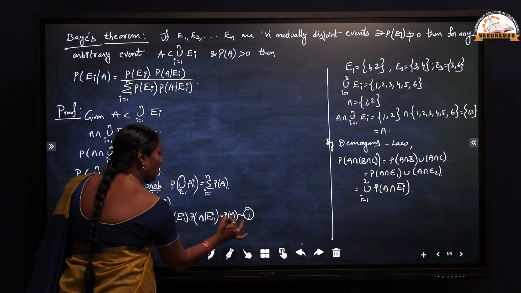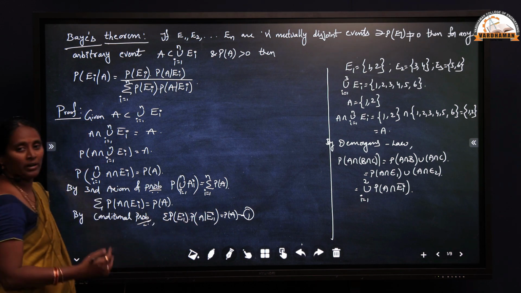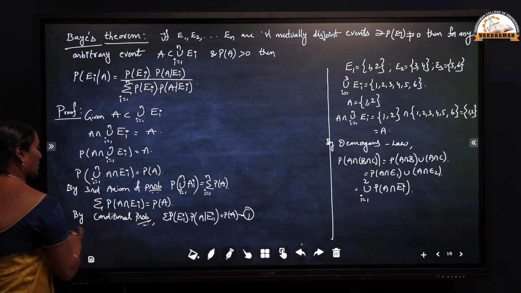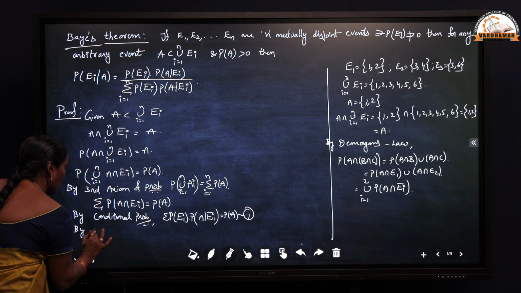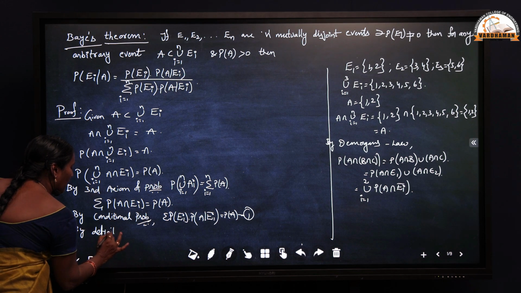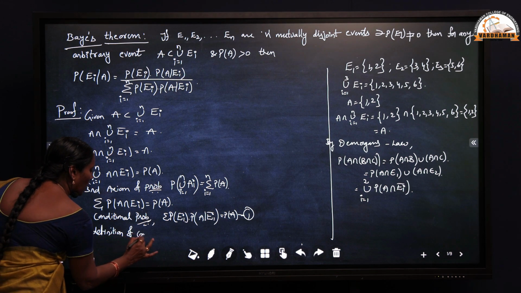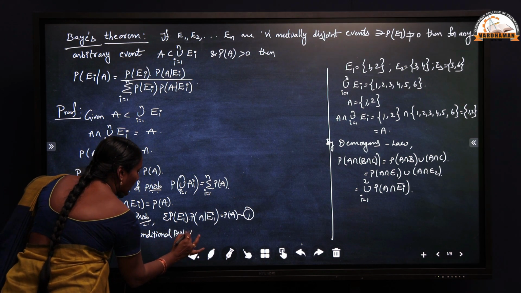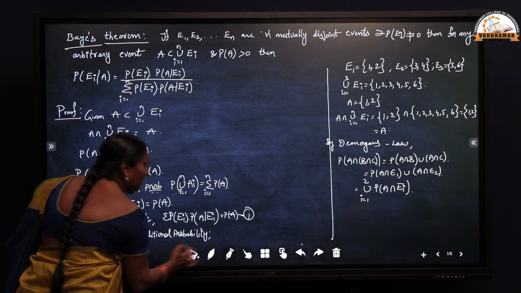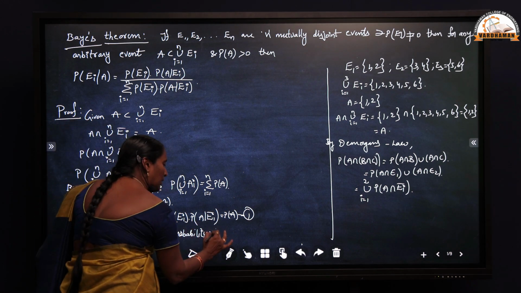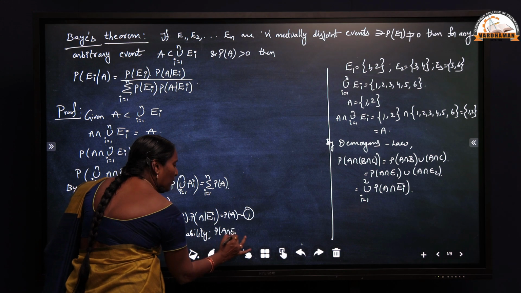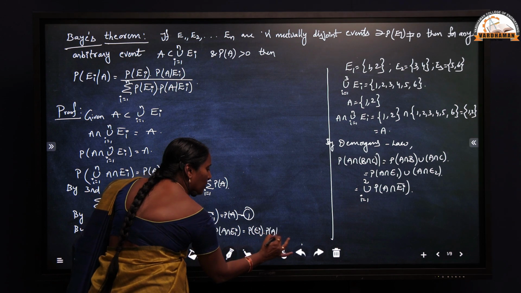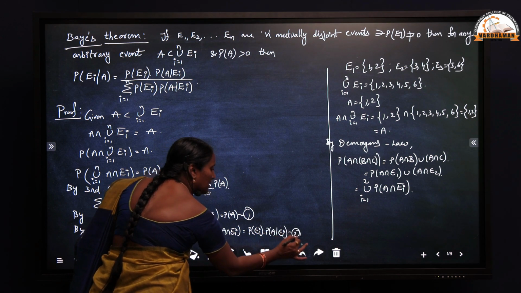Here the event A has already happened. So now let us see the exact definition of conditional probability. By the definition of conditional probability, P of A intersection Ei is equal to P of Ei into P of A given Ei. Let us call this equation 2.